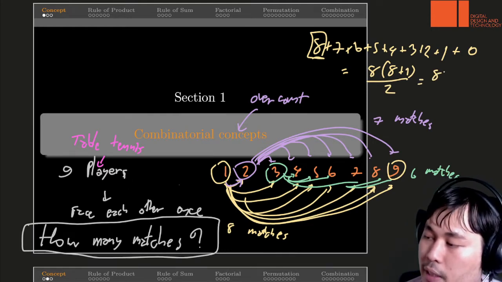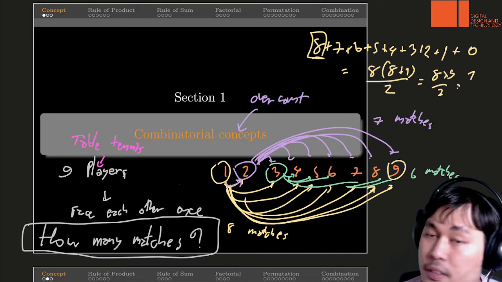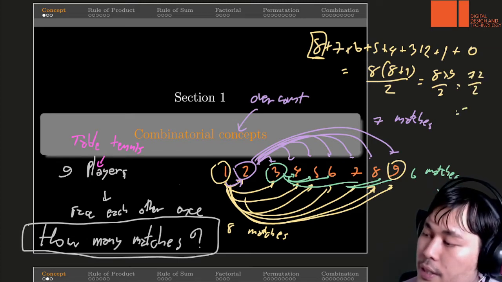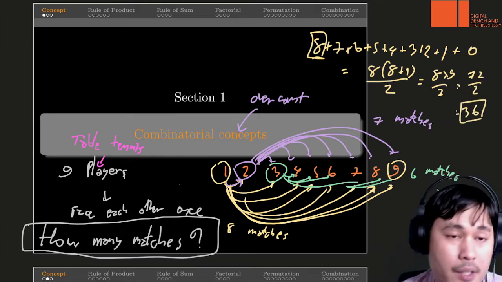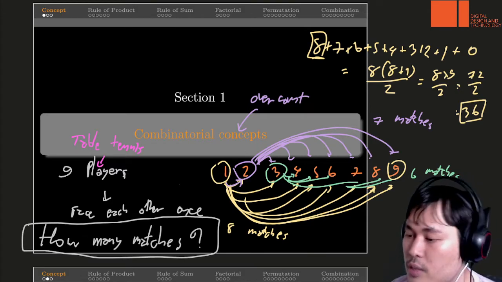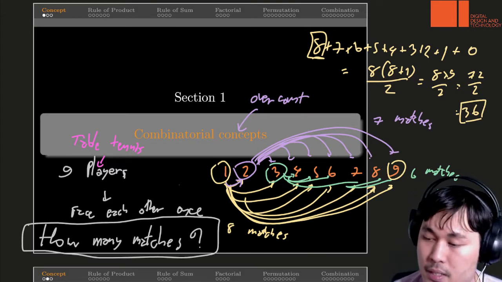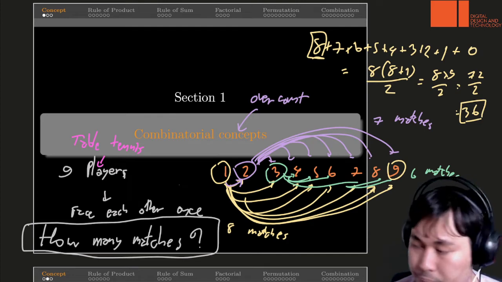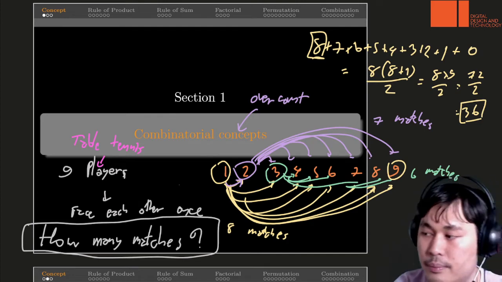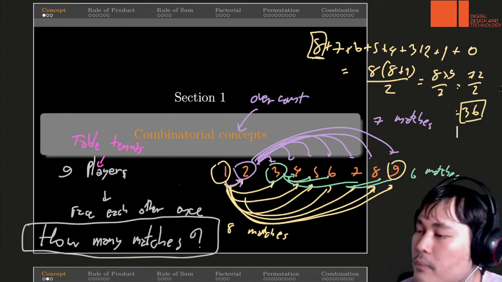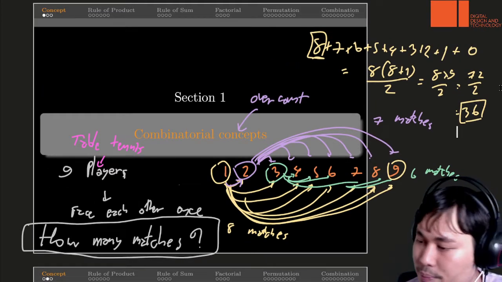So that's 8 times 9 over 2. So that's 72 over 2, which is 36. So the answer here is 36. You would have to arrange 36 matches for them all to face against each other exactly once. So that's one way to count.